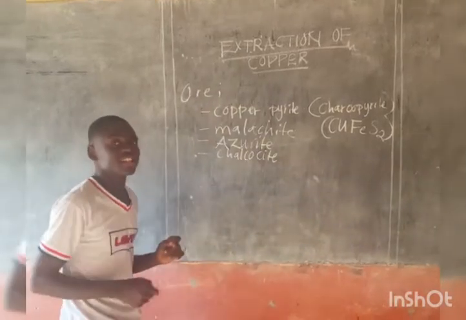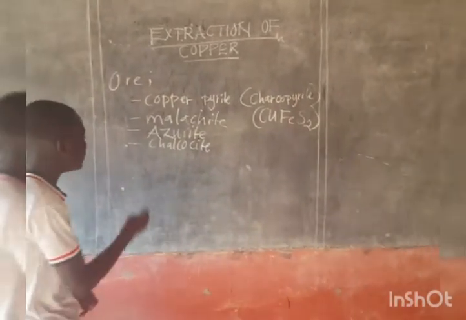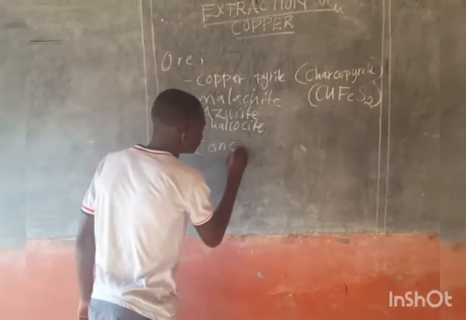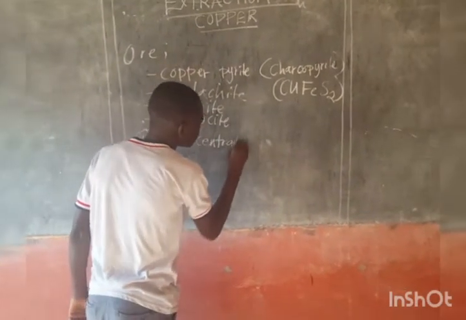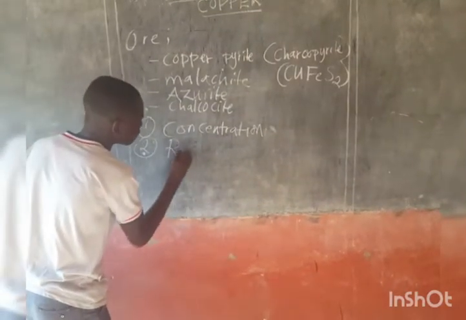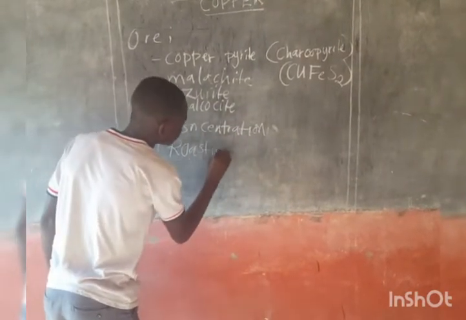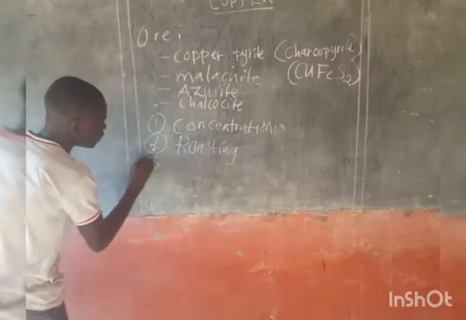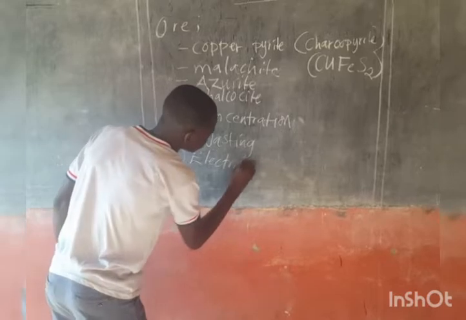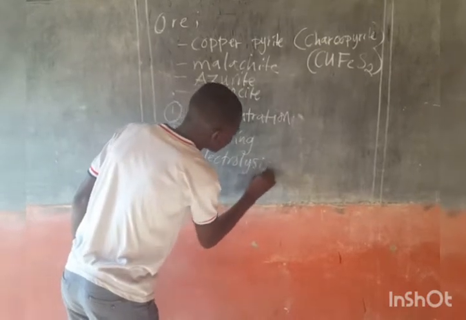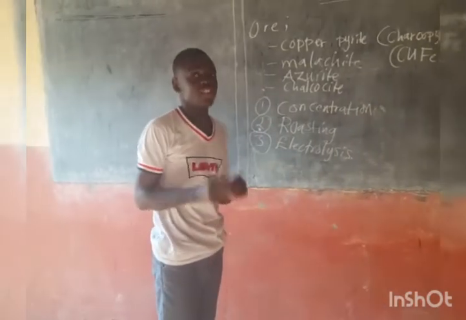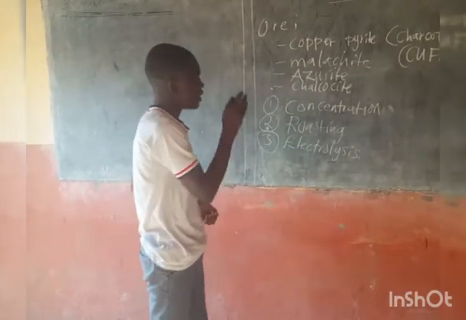So the three stages used to extract copper are: 1. Concentration, 2. Roasting, 3. Electrolysis. So we are going to start with the process of concentration, the concentration of copper.